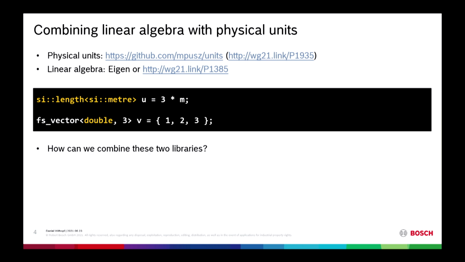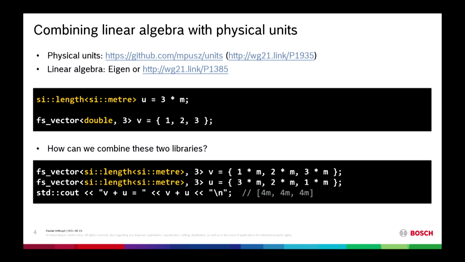Now, first question for you. Does anybody have an idea how we could combine the 2 libraries? So if you want to have a vector that stores physical units? Well, you would simply replace double with an SI length. Yes, you would replace double with an SI length. Perfect. So we could use the value type to store meters in this example here. That would look like this here.